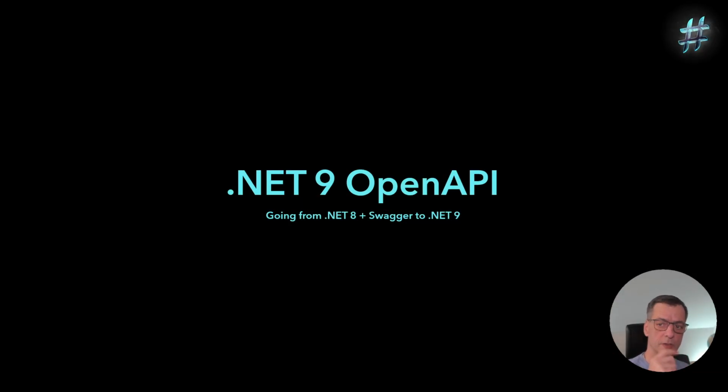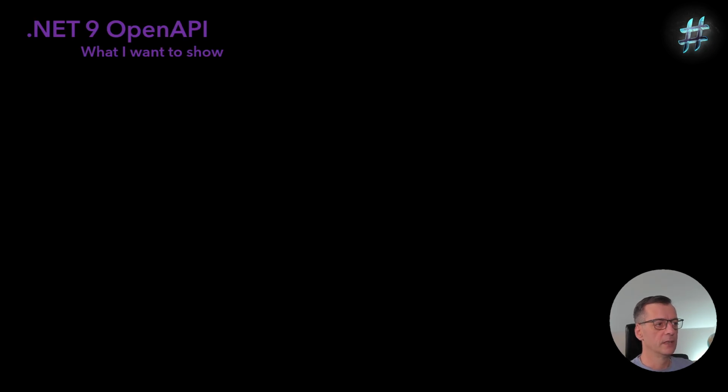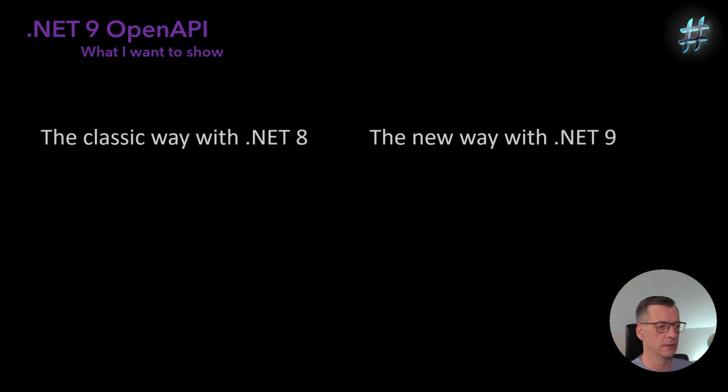So, .NET 9 OpenAPI is the cover of all of this. And we're going from .NET 8 with Swagger to .NET 9. Actually, the title is not that good. As I see it now, it should be .NET 8 plus Swashbuckle, and then .NET 9. So let's see, what's going on? I show two things: the classic way with .NET 8, classic in quotation marks, and the new way with .NET 9.